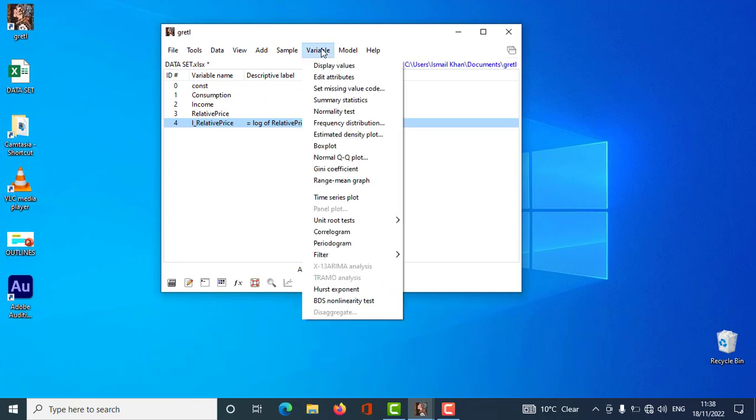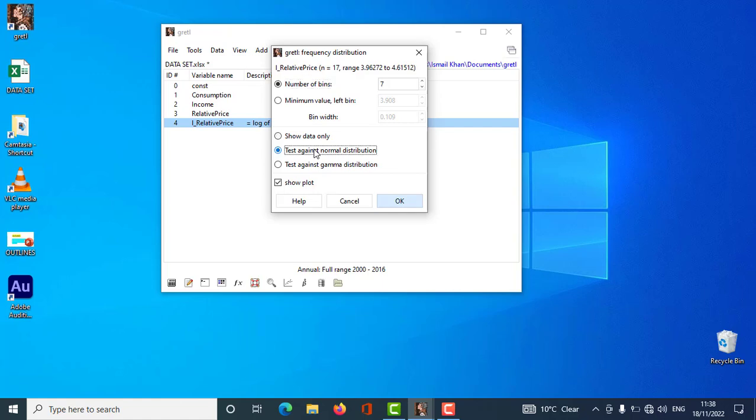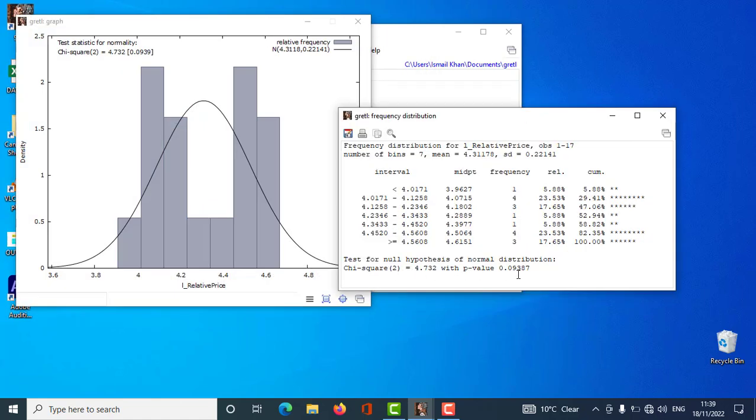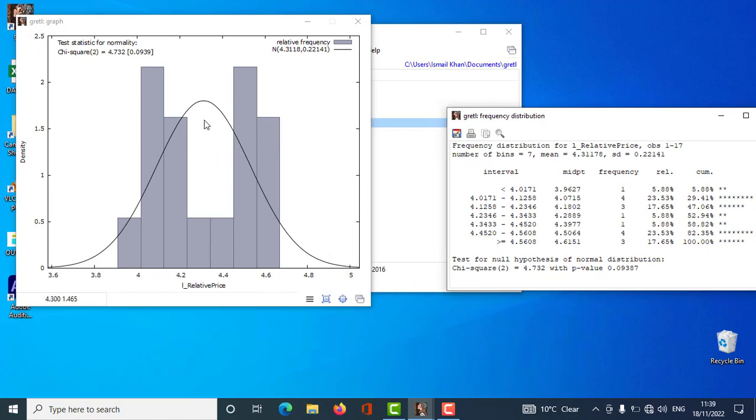So we click on variable and then go to frequency distribution. Okay, if we look at the p-value, it's more than 0.05, that is 0.09. Alright, and see the graph is also normal because there are not huge fluctuations.